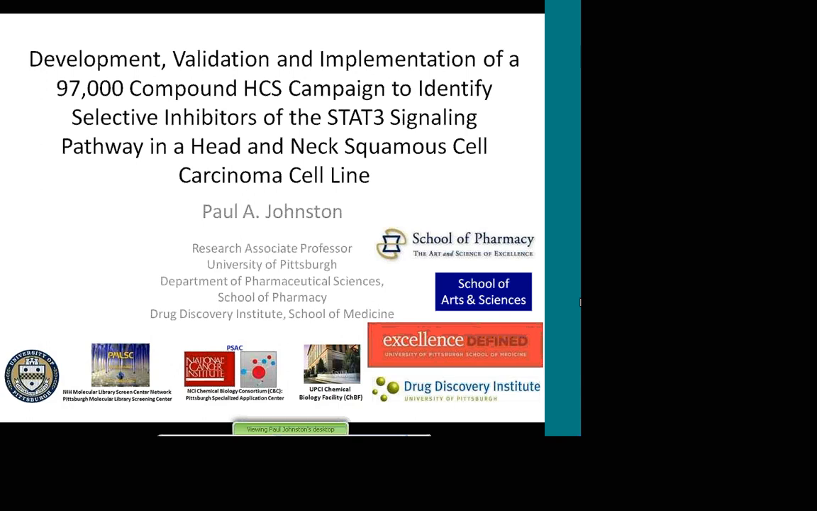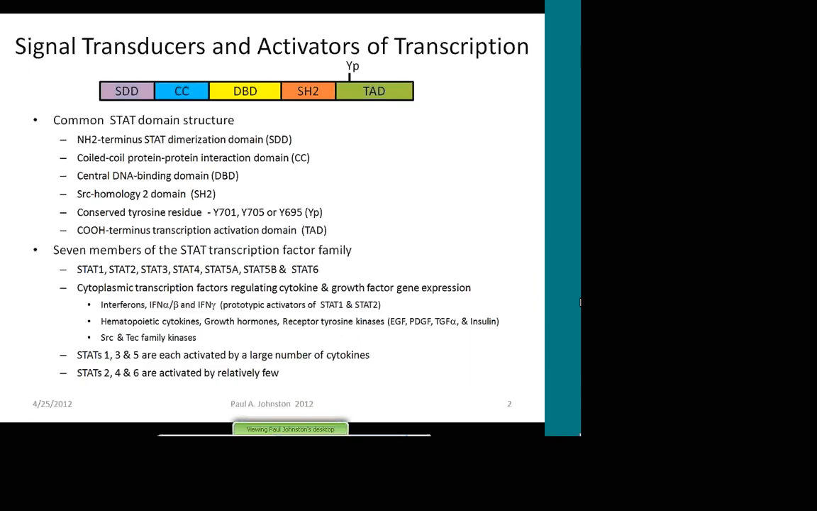The signal transducers and activators of transcription: there are 7 members of the STAT family, STAT1, 2, 3, 4, 5A, 5B, and 6. They are cytoplasmic transcription factors regulating cytokine and growth factor gene expression, and they have a common domain structure. They've got an amino-terminus STAT dimerization domain, a coiled-coil protein interaction domain, a central DNA binding domain, and a Src homology domain. They have conserved tyrosine residues.